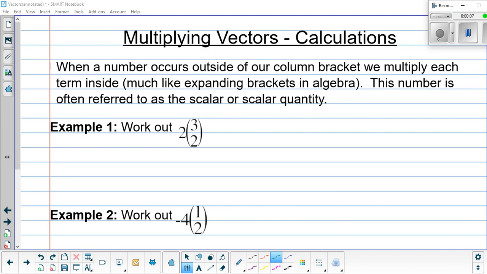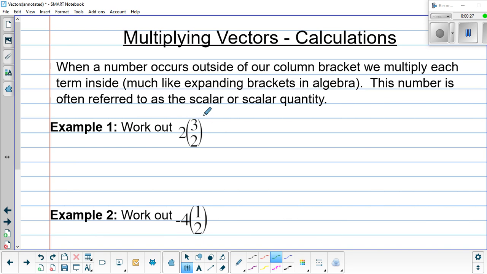We're looking at multiplying vectors, so the calculations behind them. When a number occurs outside of our column bracket, on the left side, we multiply inside, kind of like expanding brackets in algebra, and we've kind of done this already with our negative vectors. This number outside is often referred to as a scalar, or scalar quantity. The vector is the inside, the scalar is just a multiplier, because it just has magnitude.